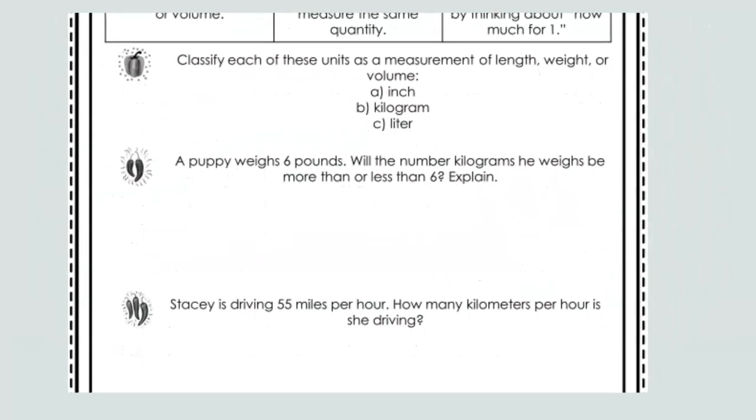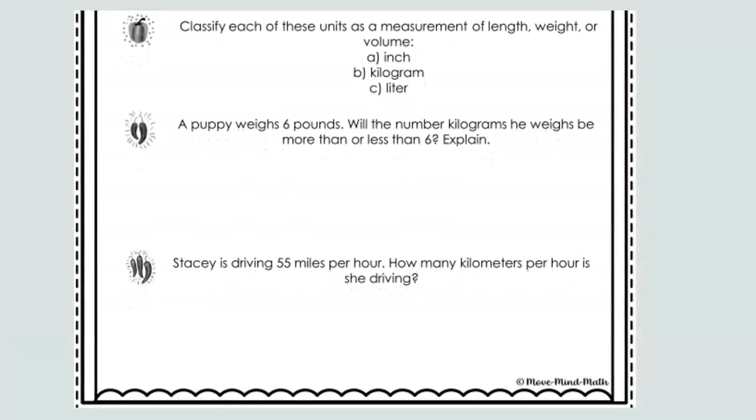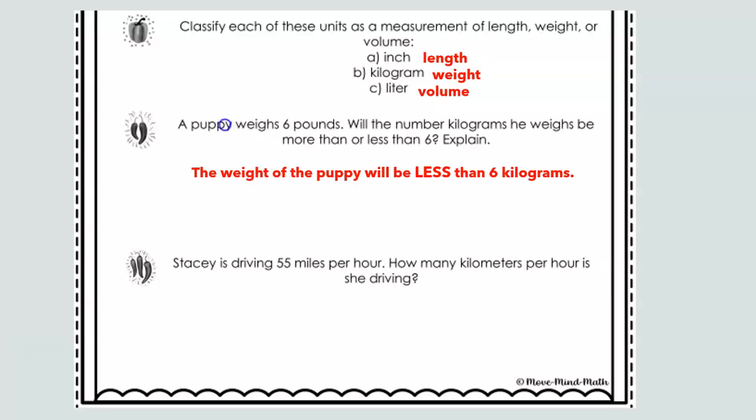Classify each of these units as a measurement of length, weight, or volume. An inch would be length, kilogram is weight, liter would be volume. A puppy weighs 6 pounds. Will the number of kilograms he weighs be more than or less than 6? The weight of the puppy will be less than 6 kilograms.